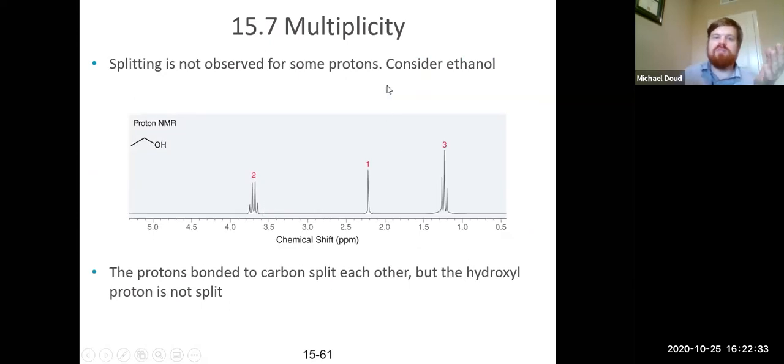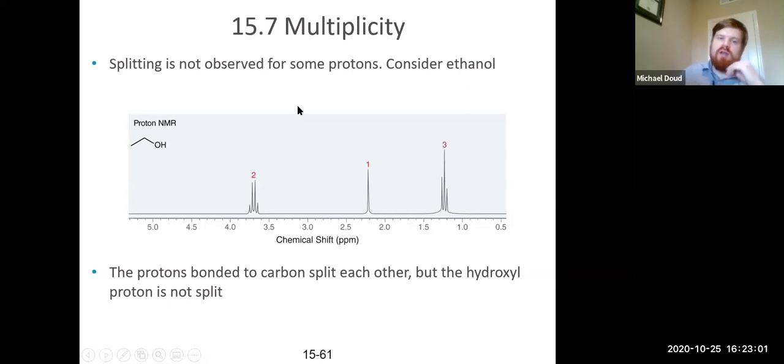Additionally, we don't always see splitting for protons. For example, when we take the proton NMR of ethanol, we have a proton that's on the oxygen here, and that integrates to 1, and it shows up at around 2.2, I guess. And if we ask ourselves, how is this one going to be split? Well, the neighboring carbon has 2 hydrogens, so should it be a triplet? But that's not the case.